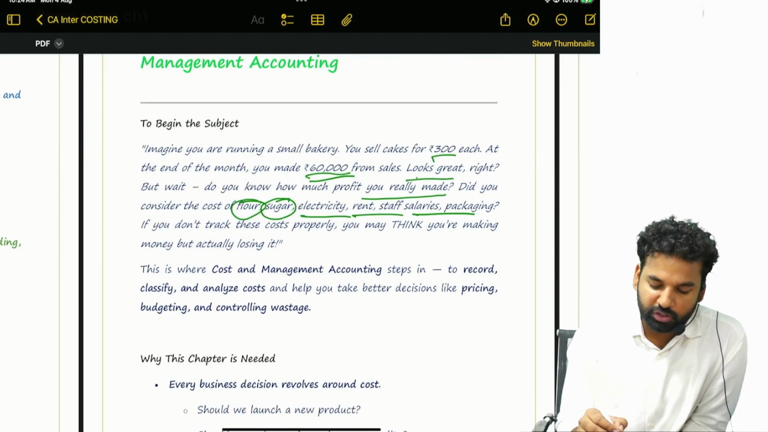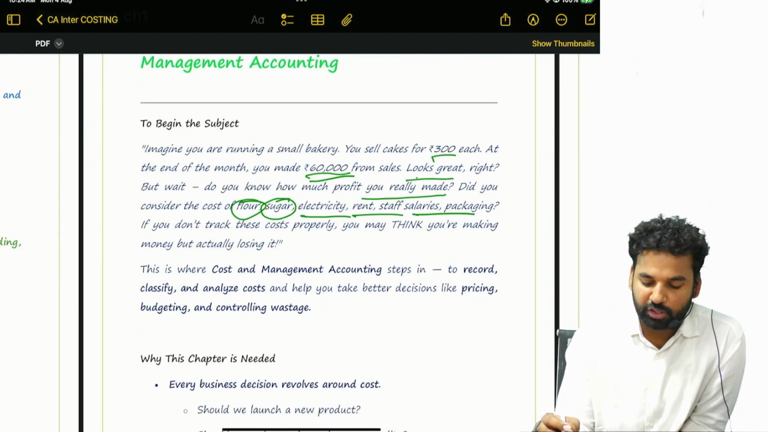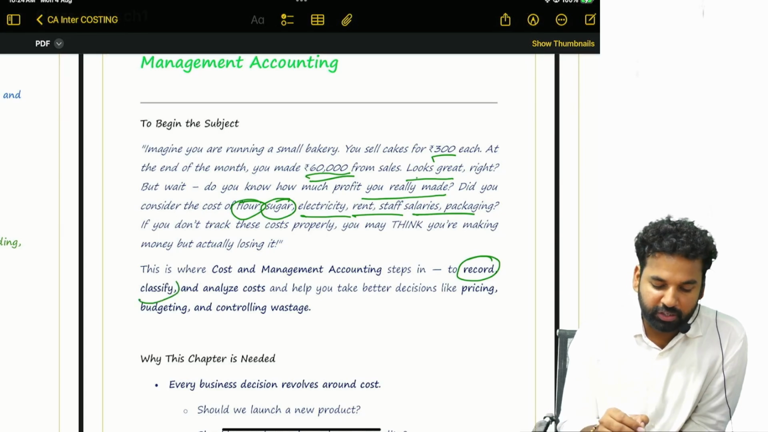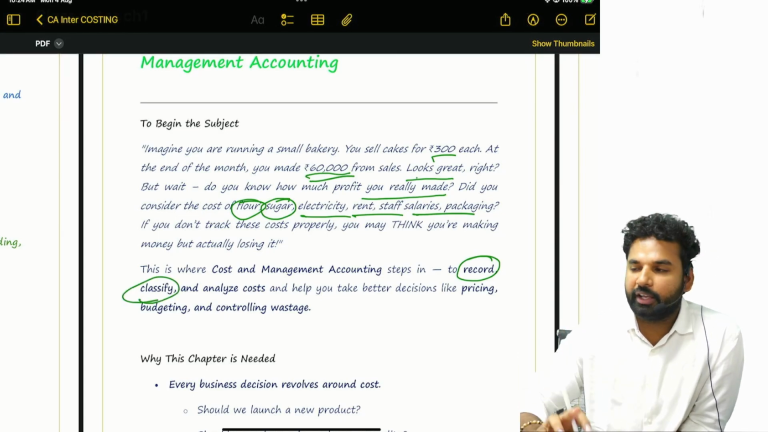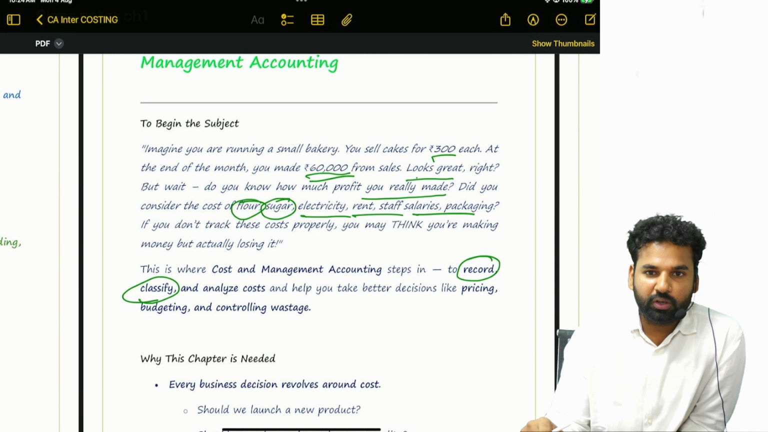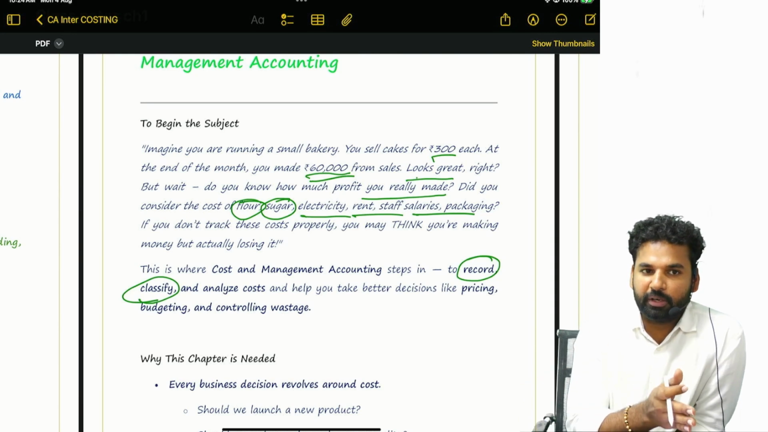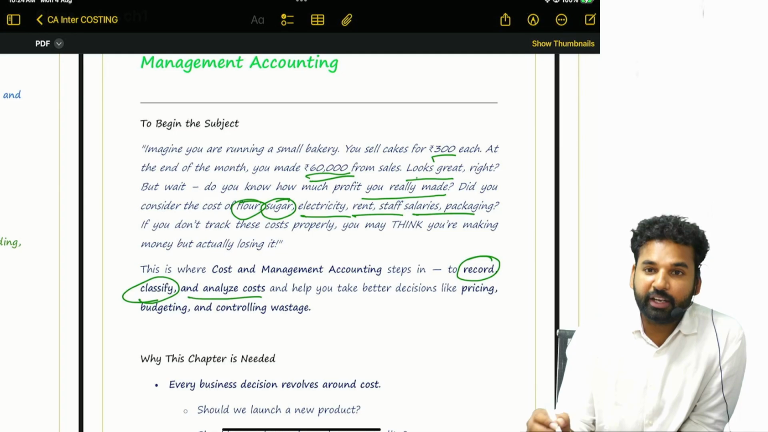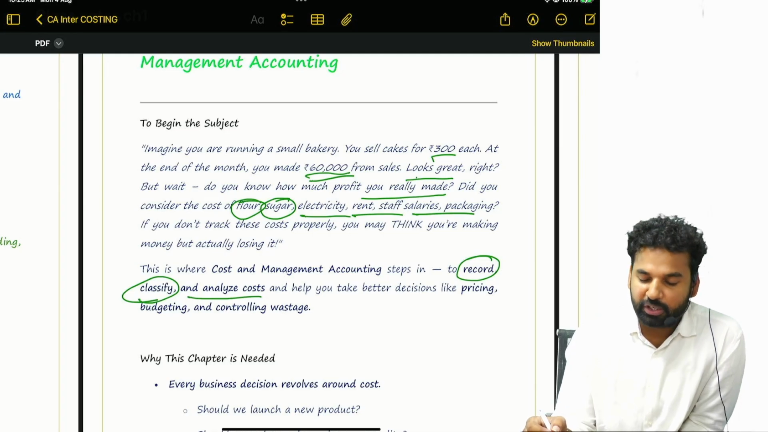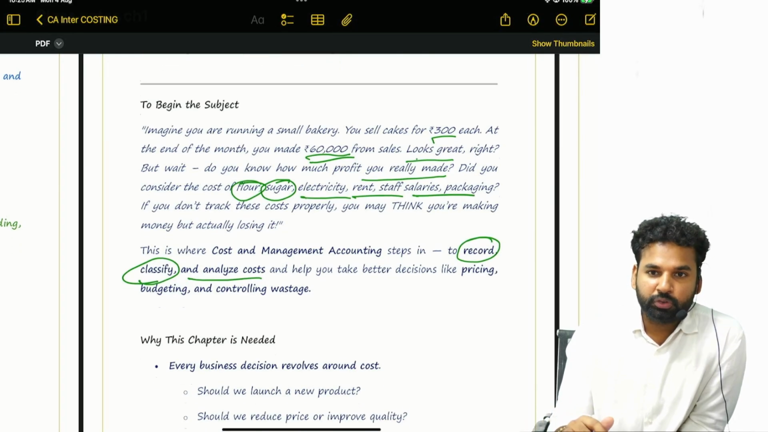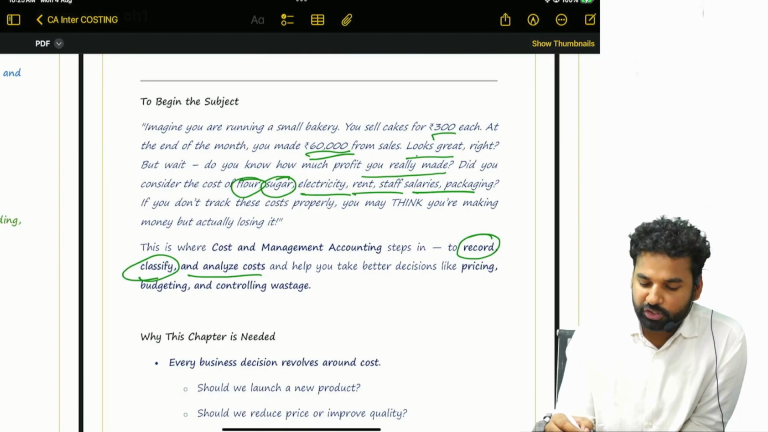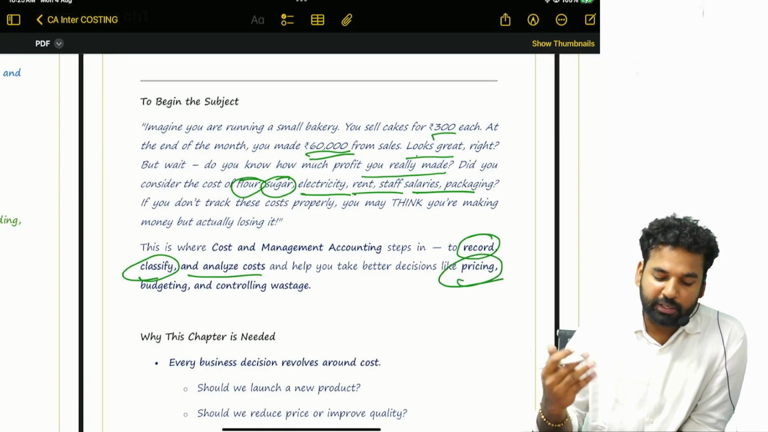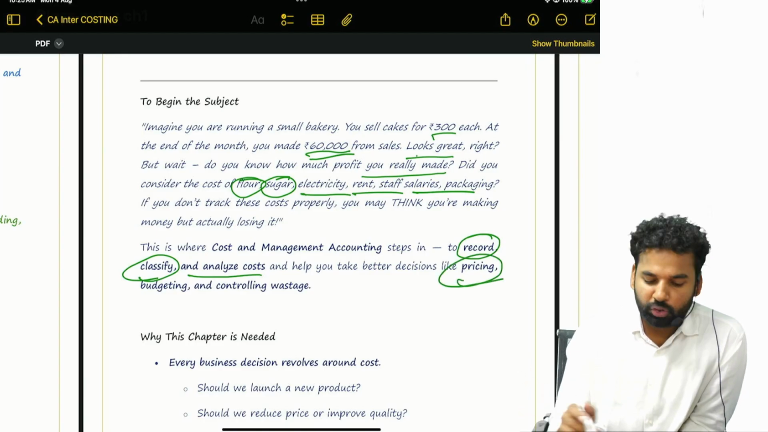So this is where cost and management accounting steps in. You will record each and every item of the cost, classify the cost into direct and indirect, or which is relevant to this department or that department. Like this, you will classify and analyze the cost, which will help in taking better decisions for pricing, cutting the costs, and controlling the waste.